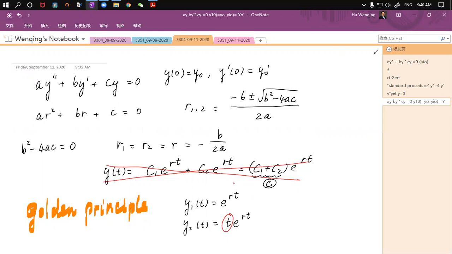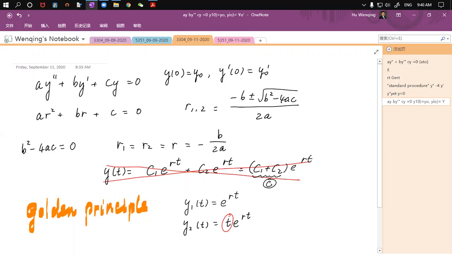So the golden principle is simply telling you that whenever you're lacking roots, you should multiply the solutions that you already have by t. You continue to insert t's until you reach the satisfactory number of solutions. Here, you just need two solutions, so you must insert one t.